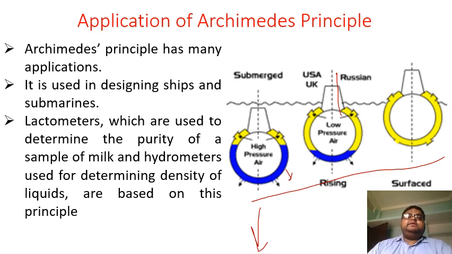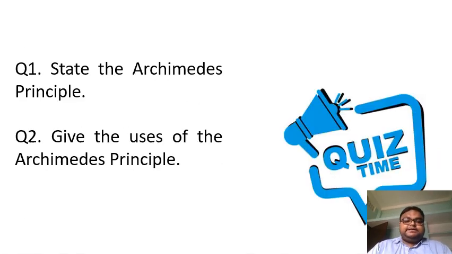You might have heard about an instrument called the lactometer. Lactometers are used to determine the purity of milk, and a hydrometer is used to determine the density of a liquid. So this is also based upon the principle of Archimedes. Okay, students, let's proceed ahead.